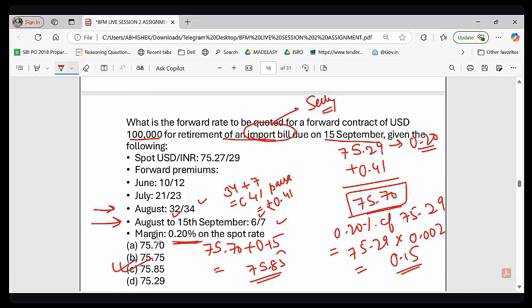So the key here is understanding when to use a spot rate, the forward premium, and then how to calculate the margin, right? So was this question clear? Is this question clear? Is it clear to you how we got the answer 75.85? I hope it is clear.